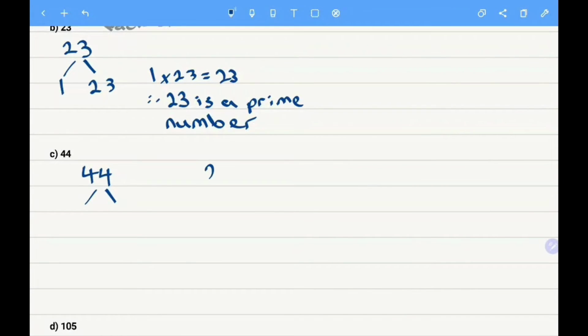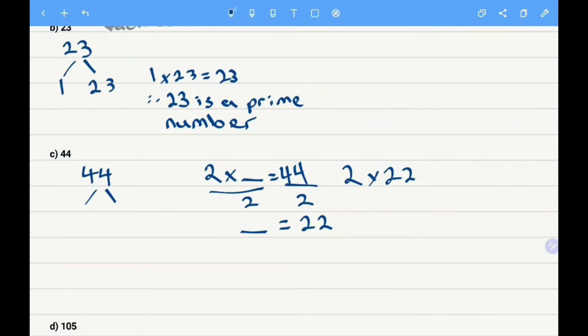Okay, let's start off with the number 2. What times 2 gives us 44? We can do this by dividing both sides by 2. Therefore, this unknown number is 22. So 2 times 22 gives us 44.